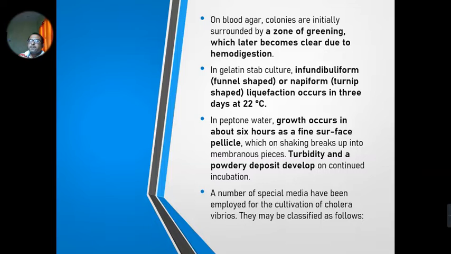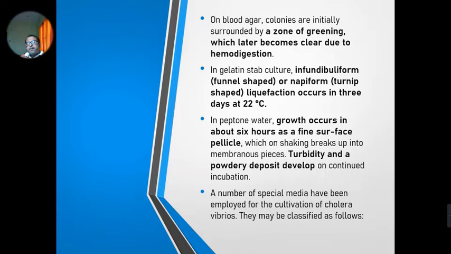Infundibuliform shape, we can simply call this a funnel shape. Napiform shape, we can simply call it a turnip shape. And this gelatin stab liquefaction is observed in 3 days at 21 degrees Celsius. Now these are the various biochemical characteristics shown by this cholera bacteria.